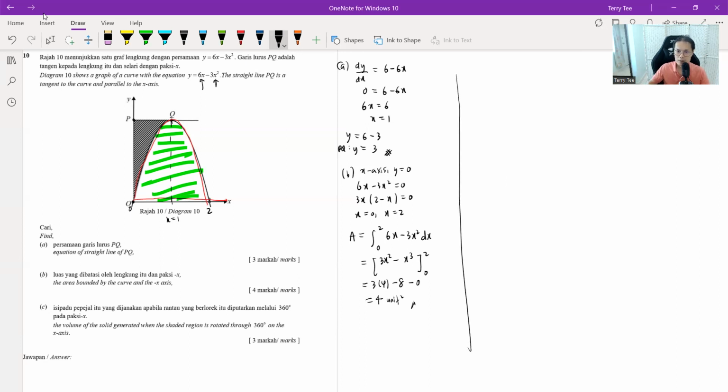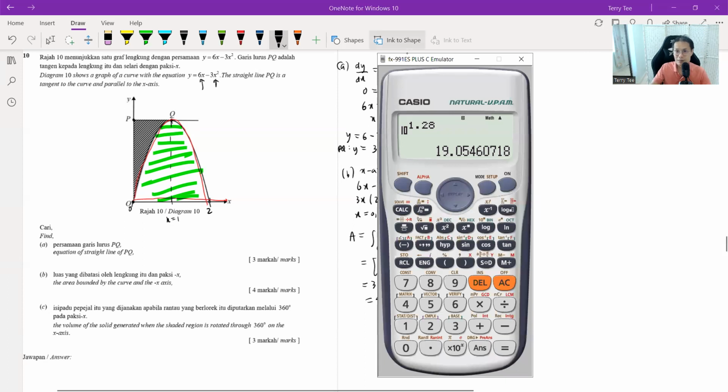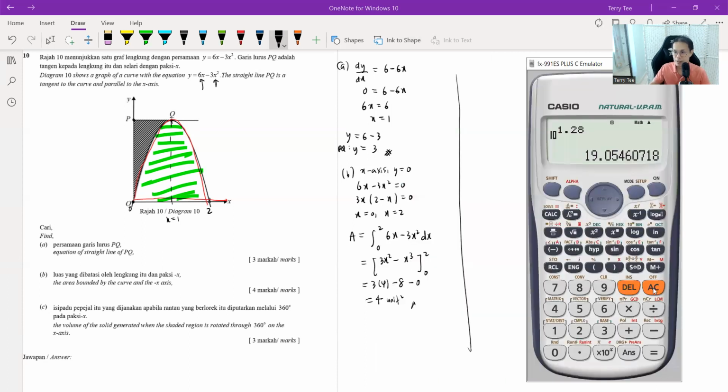Okay, but if you don't want to use, I mean, you can use a calculator to validate your answer. I hope you know this. For this calculator, you put integrate 6x minus 3x squared, my lower limit is 0, upper limit is 2. There you go. My answer is 4. Yeah, so you use this to validate your answer.